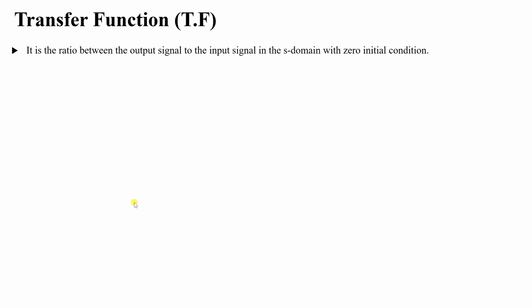Now, the transfer function of a system is the relation between input and output. Let's say it is the ratio between the output signal and the input signal in the S domain with zero initial condition. We assume that we have zero initial condition for our systems. So you can see the relation is the transfer function, Y(s) over X(s), where Y(s) is our output and X(s) is our input.